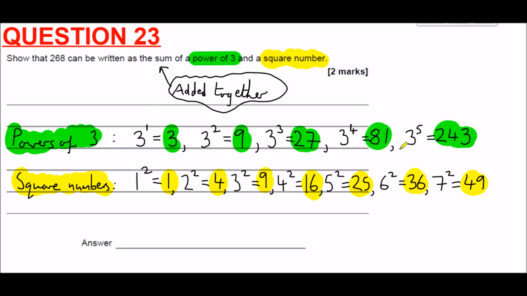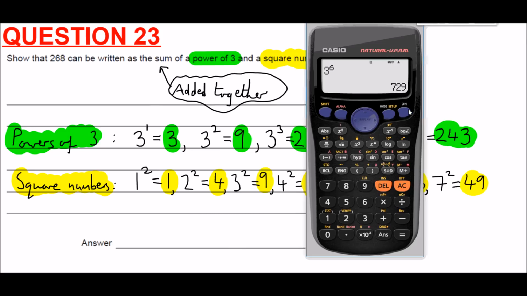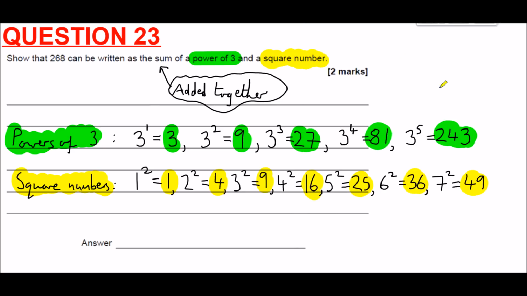268. Well, I've not gone very high with my square numbers, so let's see if 243 matches to any of them. 268, take away 243. Is that a square number? It is, you know. 25 is 5 squared. And so we've got it already. So 5 squared is 25.